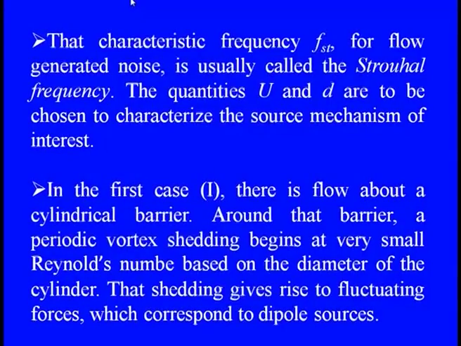So, now we are going to consider various cases, three cases, and in them we are trying to analyze how these frequencies and regions behave. In the first case, we have the flow about a cylindrical barrier, and around the barrier we have clear periodic vortex features, and through that the shedding begins at a very small Reynolds number, where the flow is along the diameter of this cylinder. And this shedding effect gives fluctuation in the forces, and through that the dipole sources can be related.